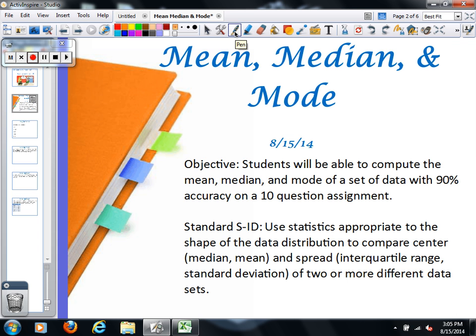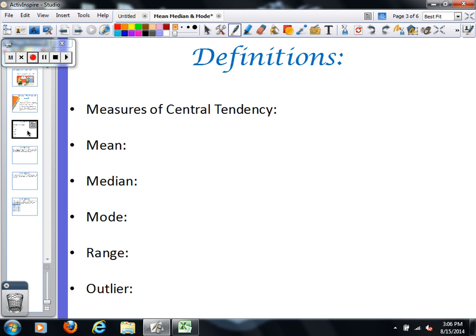So we're going to be covering mean, median, and mode. I'm also covering range and something else called an outlier. The objective for this lesson is that you would be able to compute the mean, the median, and the mode for a set of data with 90% accuracy on a 10-question assignment, which we will be looking at on Monday.